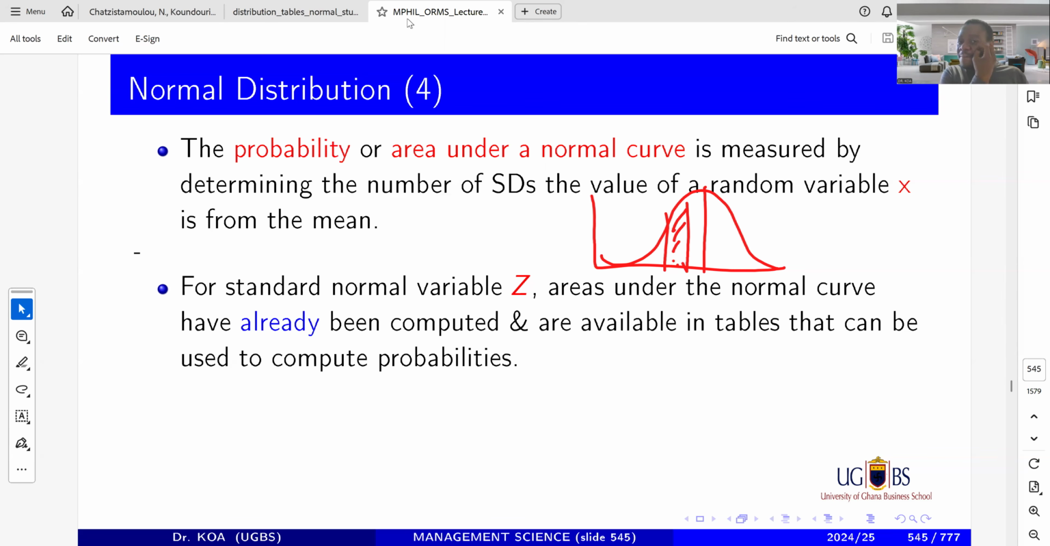So we can measure that probability of the area by determining the number of standard deviations any normal random variable is from the mean. If you look at how far you are from the mean, you can now use that idea. But please remember, you are still going to determine the area. And you know that it's going to be under 100% because the total area is 100%.